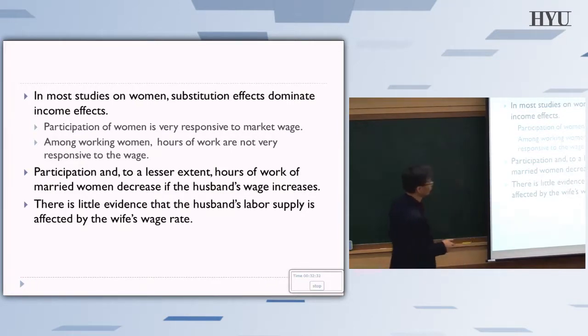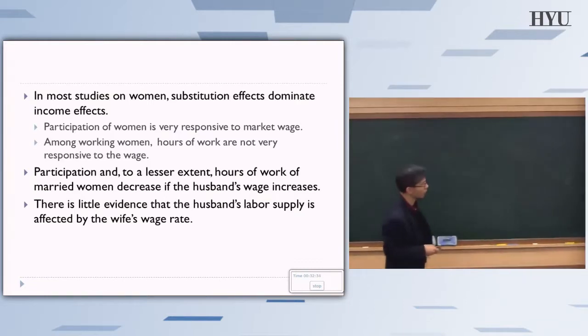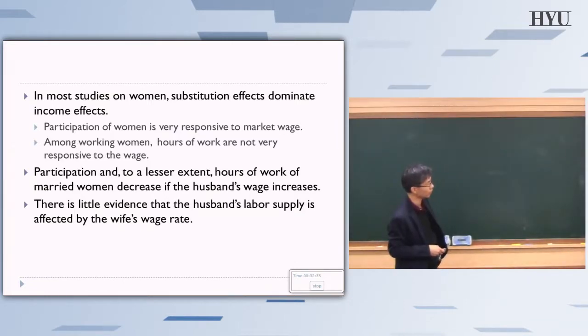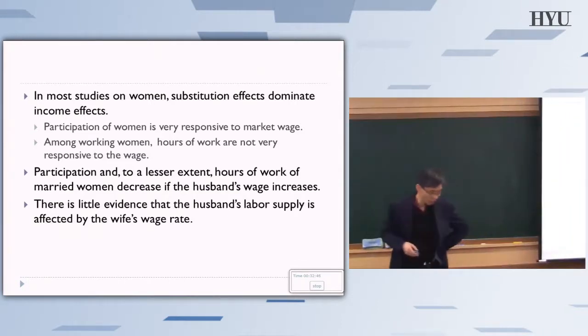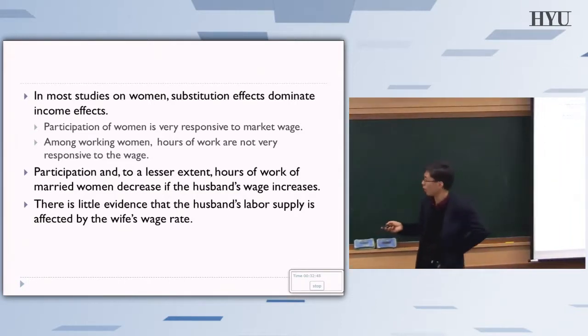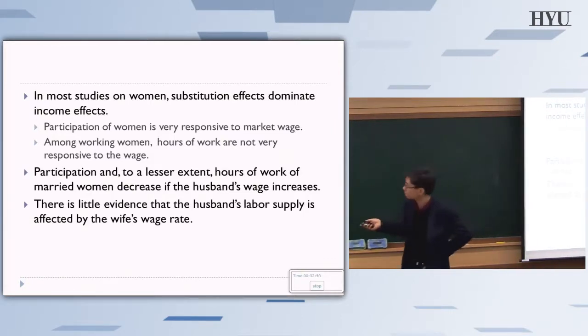Okay, I think in the Korean labor market, women's labor supply behavior is not very well studied. So we should do more to find out what's special about Korean women, why their participation is so low, and those kinds of things.